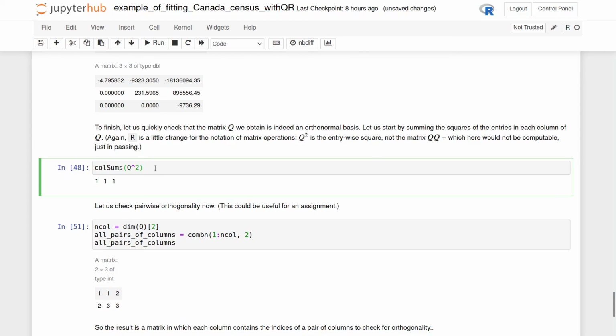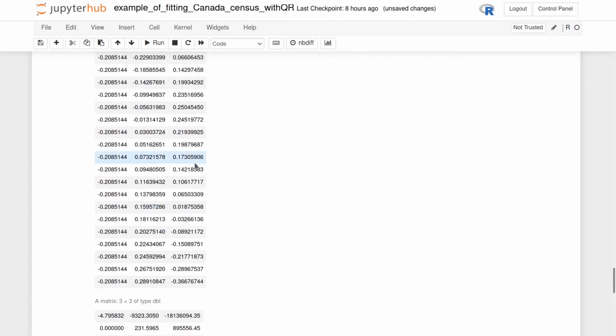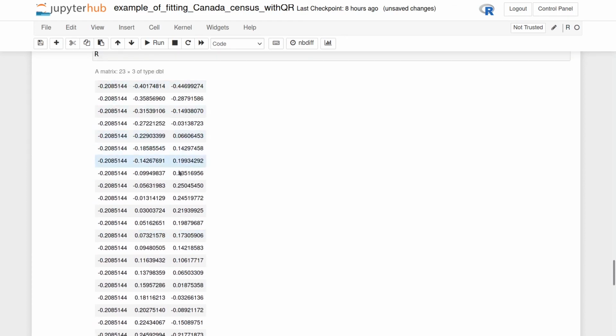So the first one that I want to check is that the norm of each column is equal to 1. And this is very simple. So in R, when I have a matrix and I use just the power notation, this is not the square of the matrix in the usual sense. As usual, R is a little weird with matrix notations. This is the matrix that contains the square of the entries of Q, okay? Which in our case is really useful, because if I take Q squared, then I get the matrix where each of the entries is squared.